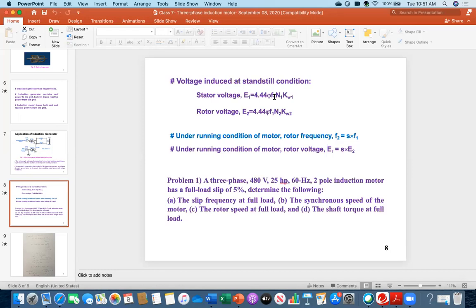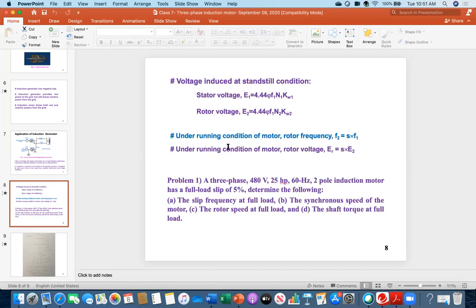Because I am discussing the voltage induced at standstill condition, meaning that the motor has not started rotating, until the motor starts rotating the frequency is the same for both the stator applied voltage and the rotor voltage. And this f1 is actually the voltage that was applied, the voltage available at the system, at the grid level.